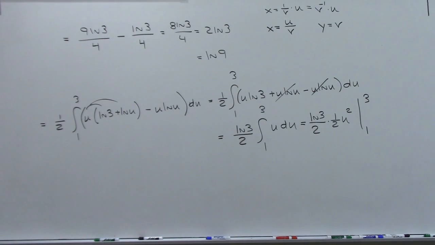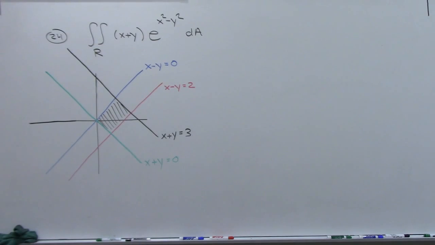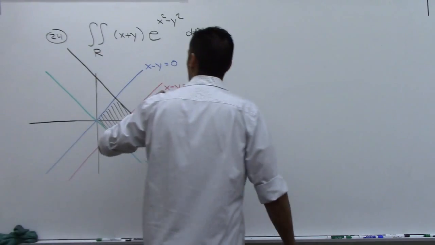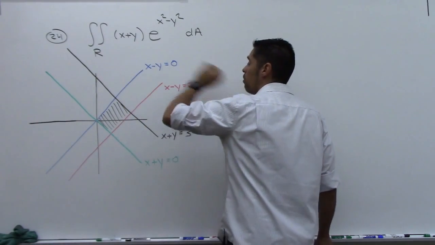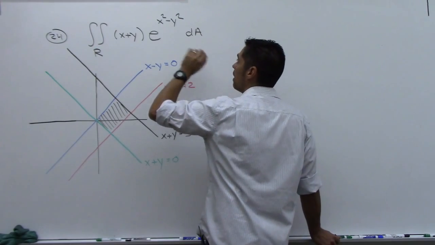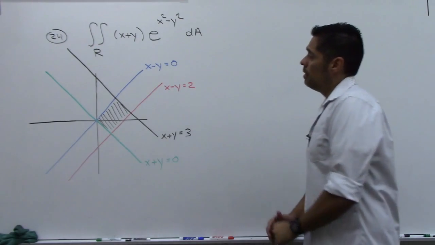Interesting problem. Okay, I'm looking at number 24. I've got a double integral over the region R of (x plus y) times e to the x squared minus y squared.